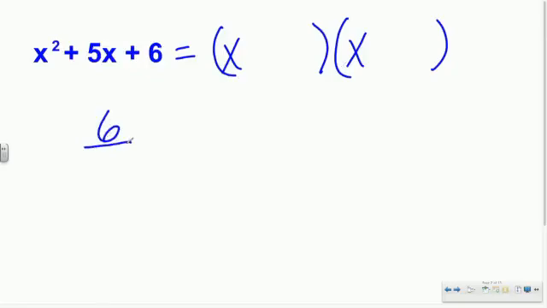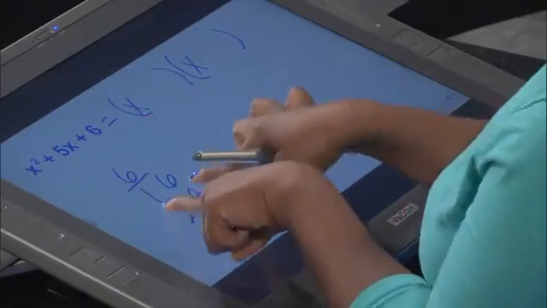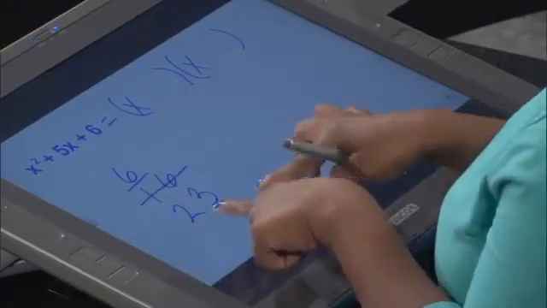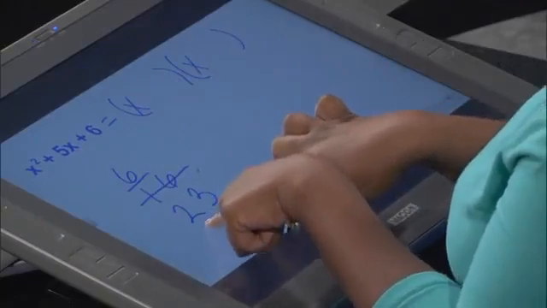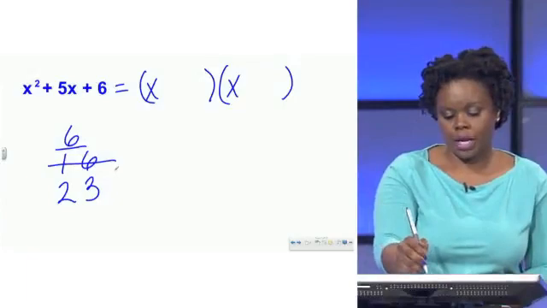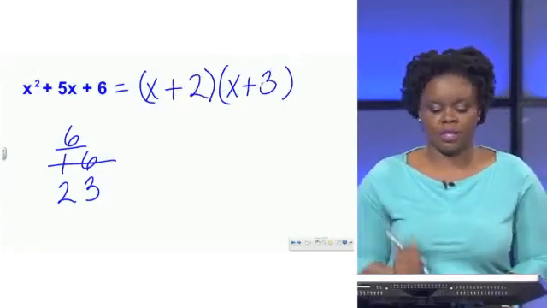All right, so I know 1 times 6 will give me 6, and so will 2 times 3. And I need the pair of factors that in this case will combine to give me 5. So 1 and 6, when I combine those, I get 7. So that's not the pair. 2 and 3, when I combine those, I get 5. So that is the pair that I want. So I'd say, all right, my factors are x plus 2 and x plus 3.